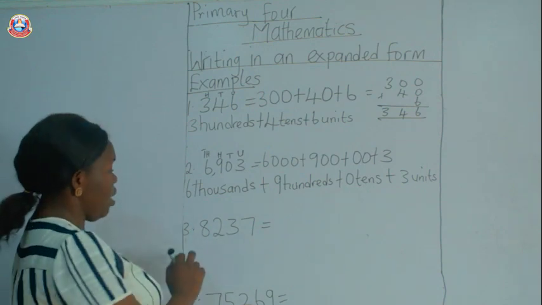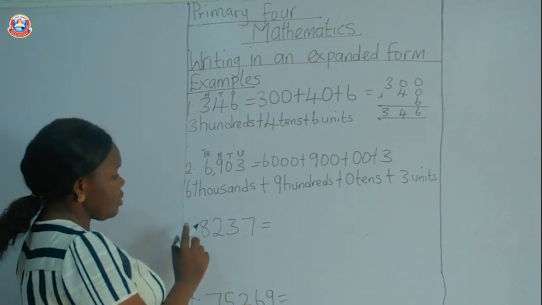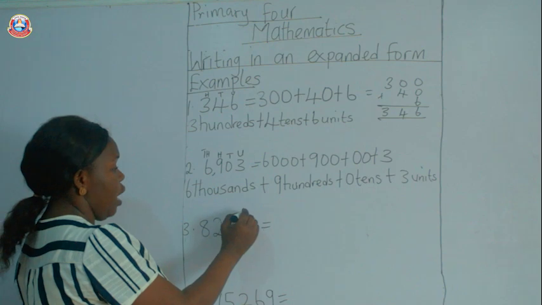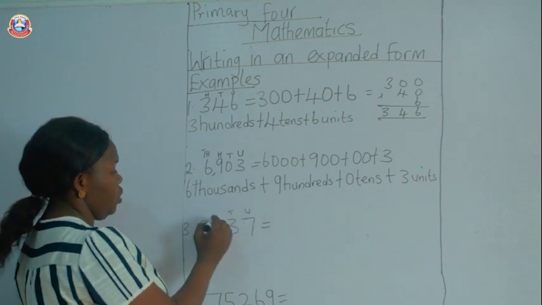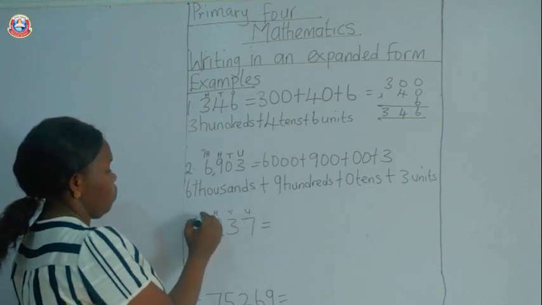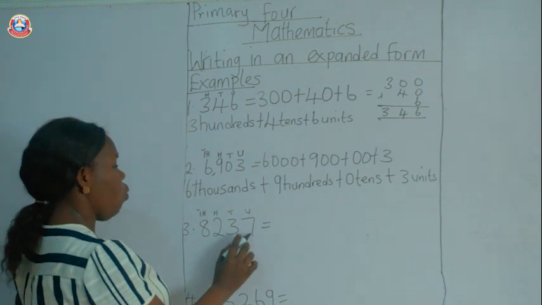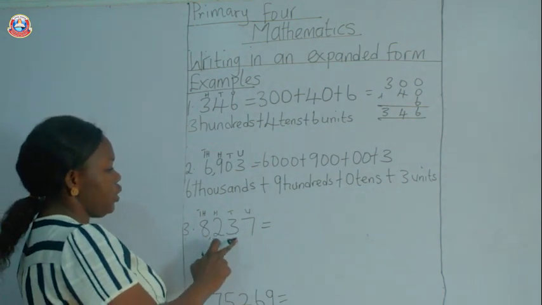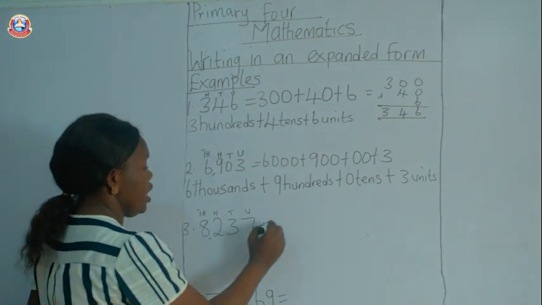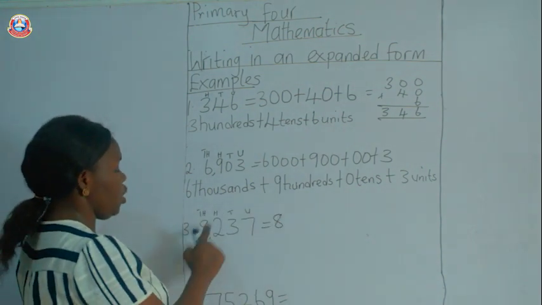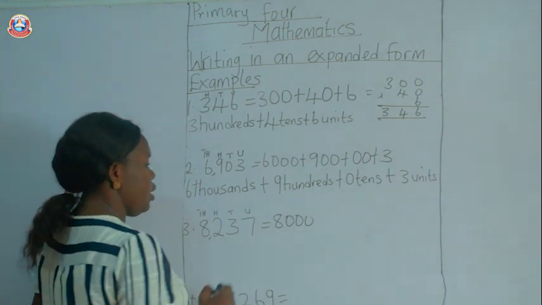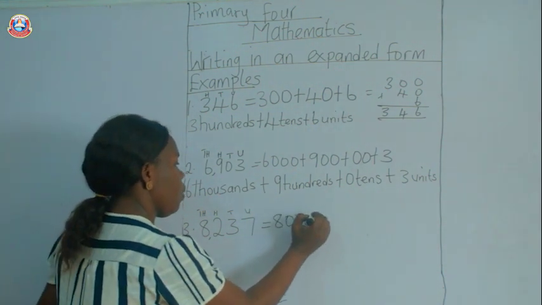8,237. Let's pronounce this figure. 8,237. Give it a place value for easy pronunciation. Now 1, 2, 3, put a little comma. 8,237. Now let's expand. 8. Pick your 8. How many? 1, 2, 3. Change it. 1, 2, 3 zeros. Plus.